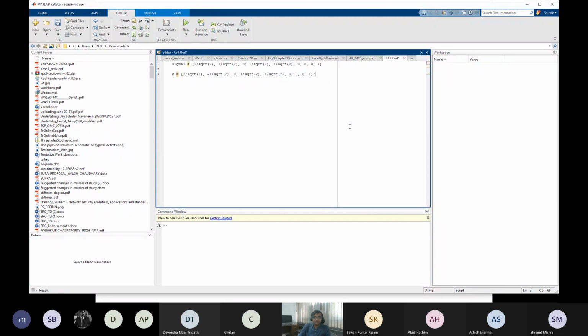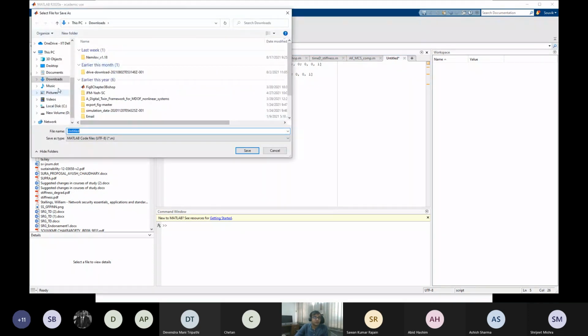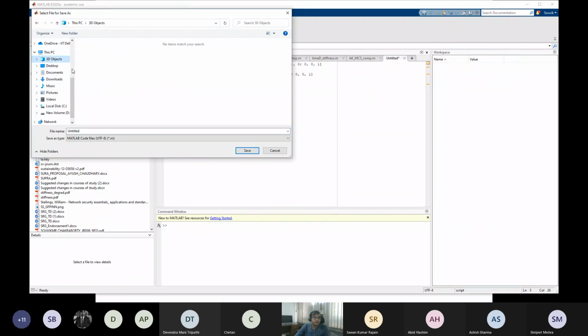And if you give a semicolon, this will not be printed. And if you don't give a semicolon, this will be printed. Let us print it so that you know. So sigma prime is equal to R, this is the transpose sign, sigma 1 times R. Okay. So this is your thing. Let me save it on my desktop, let's say, and let's call it example 1.